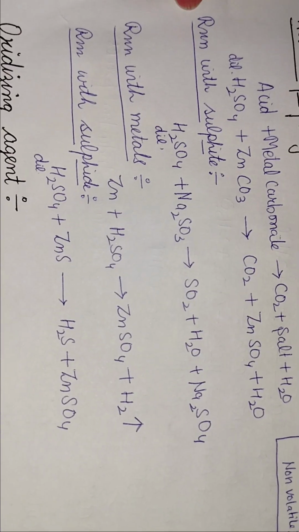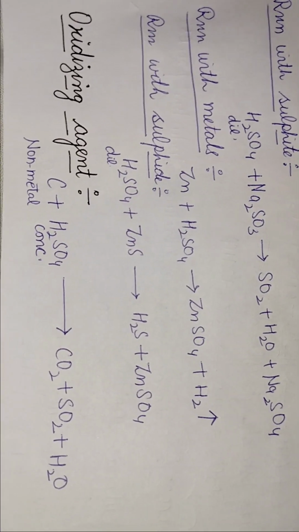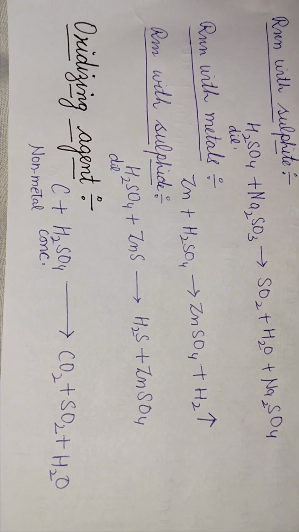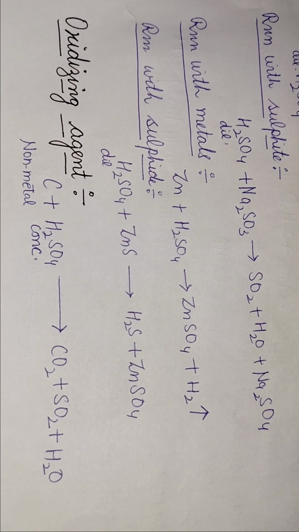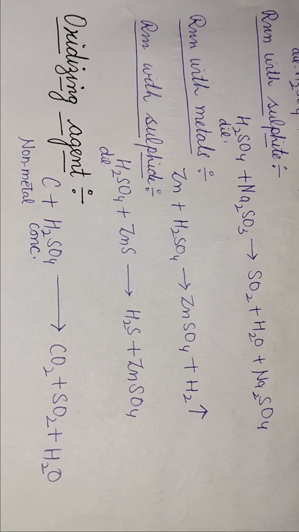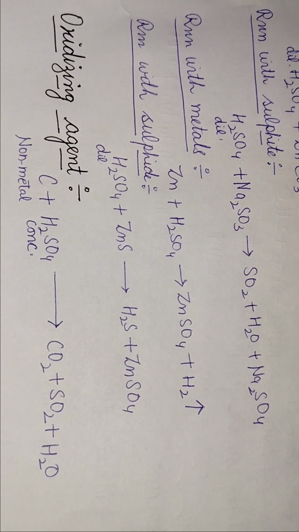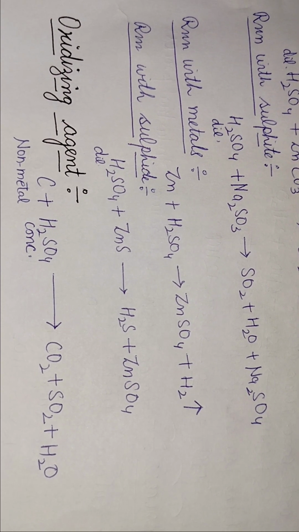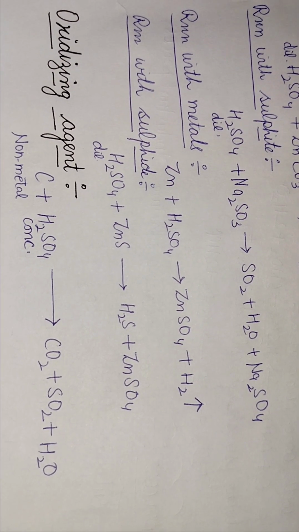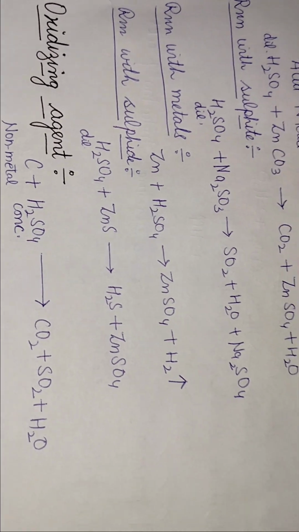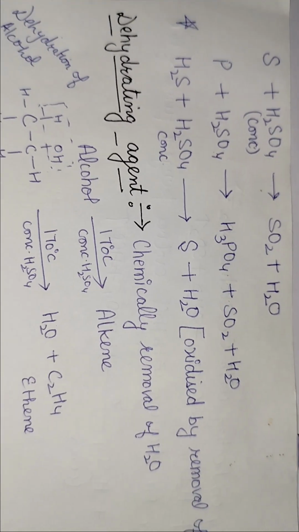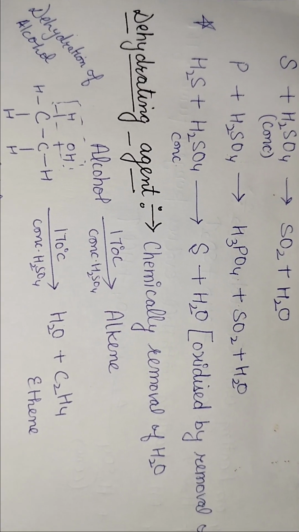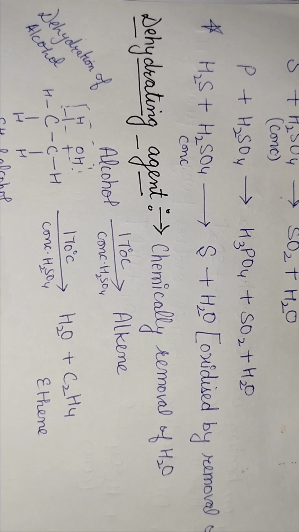Then as we said that concentrated H2SO4 is oxidizing, dehydrating, and non-volatile, we have to prove it. In case of oxidizing agent, the sulfuric acid will react with non-metals such as sulfur, carbon, and phosphorus, okay. And in case of carbon, it will give us carbon dioxide, sulfur dioxide, and water, while in case of sulfur, it will give us sulfur dioxide plus water, and in case of phosphorus, it will give us phosphoric acid.